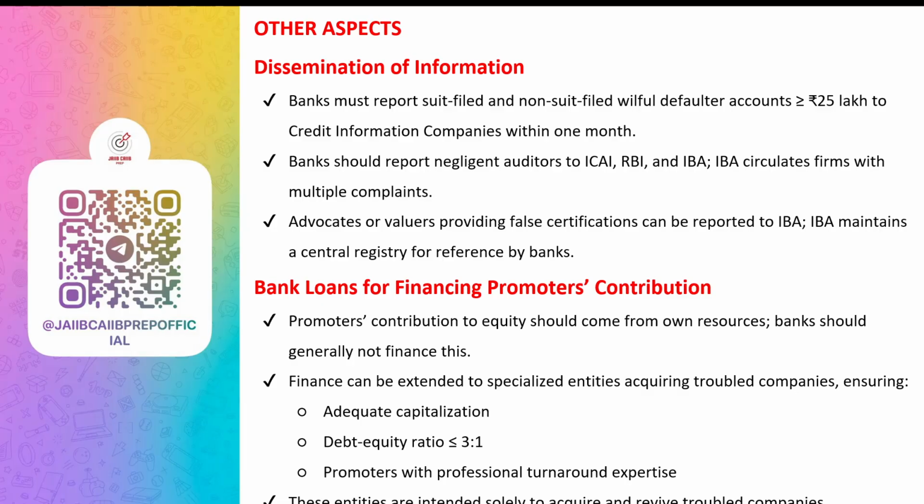Dissemination of information is done to ensure transparency and to prevent misuse of the banking system. Banks must submit details of willful defaulters where the loan amount exceeds 25 lakh rupees to credit information companies within 1 month, and banks should report negligent auditors. If the bank finds that the company's auditors have falsified accounts or failed in their duty, they must file a complaint with ICAI. Such complaints are also forwarded to RBI, IBA, and the Ministry of Corporate Affairs.